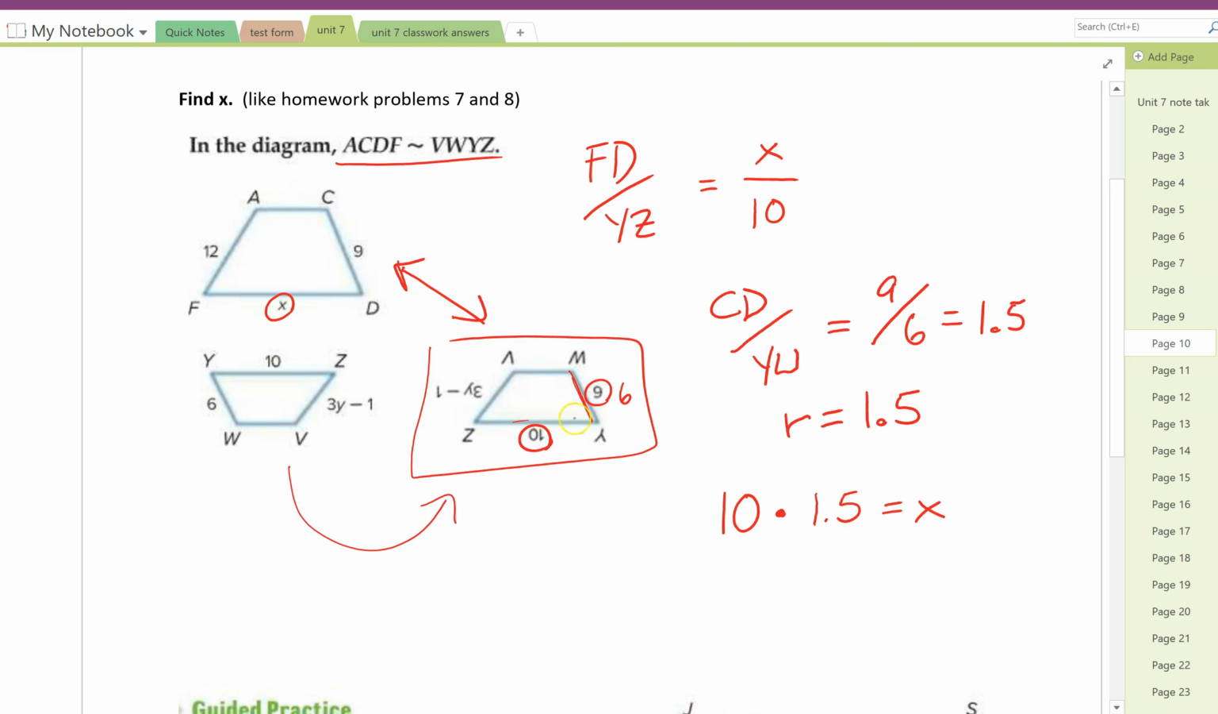Right? If I want to go from this side that corresponds with x and make it big enough so that it's the same length as x, I have to multiply it by 1.5. So 10 times 1.5 is 15. So x in this problem would be 15.